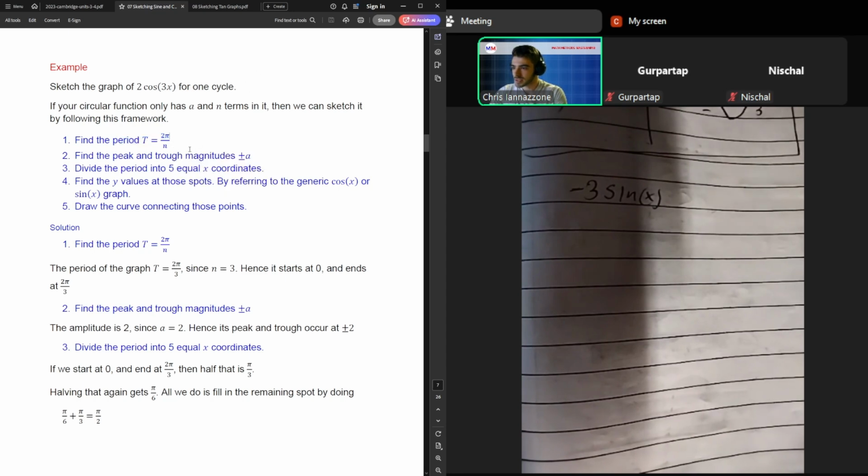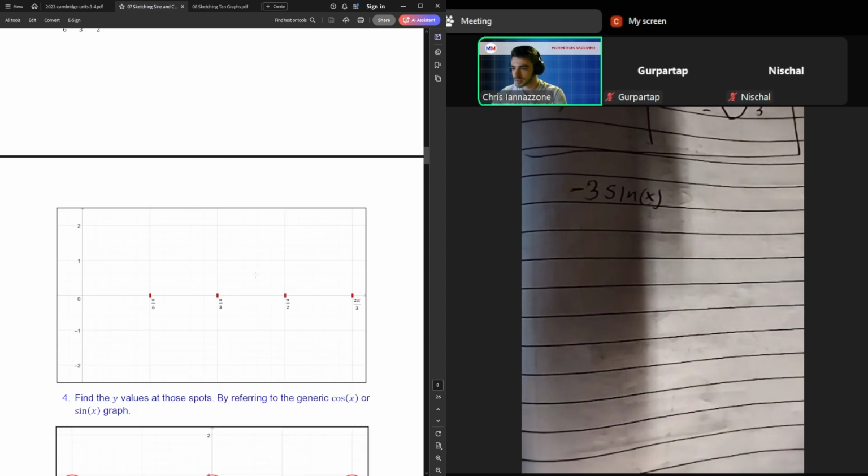First up, nice and easy, just find the period. The n term is going to be this 3 value because it's the thing that's multiplying the x, and so the period is therefore going to be 2 pi divided by 3. Nice and simple. So for our circular function, we know we're going to start at 0 and then end at 2 pi on 3. So with a quick peek, you can see it's going to end at 2 pi over 3 here and start at 0.